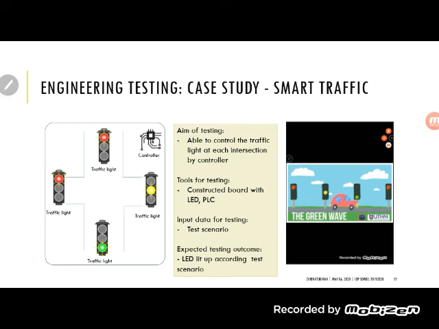Right, this slide shows another test of smart traffic application. In this test, the prototype is expected to control the traffic light at 4 intersections using a controller. Let's show how the test is conducted.